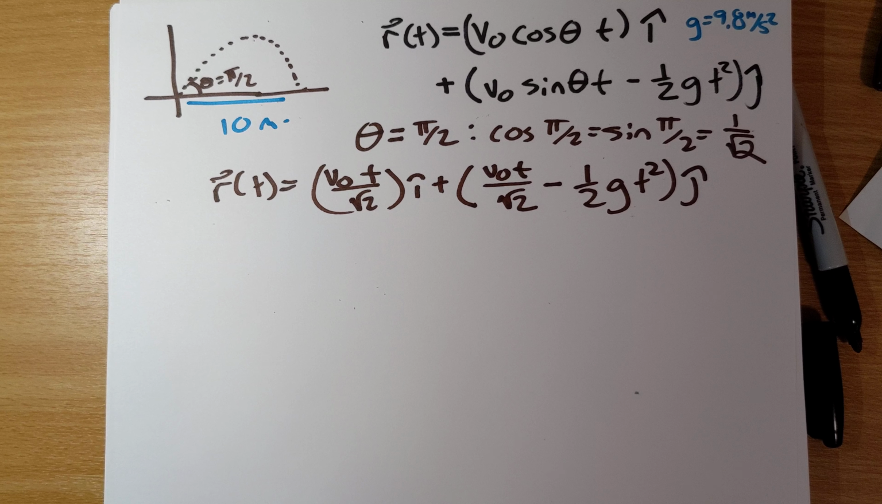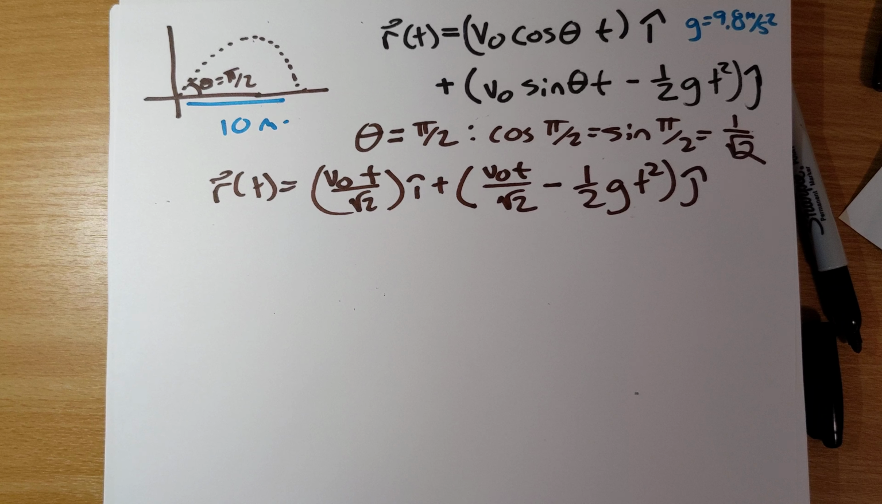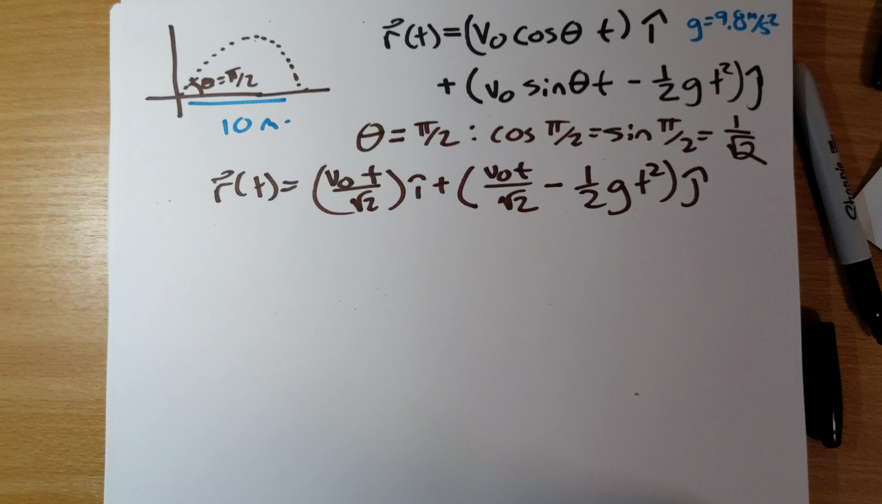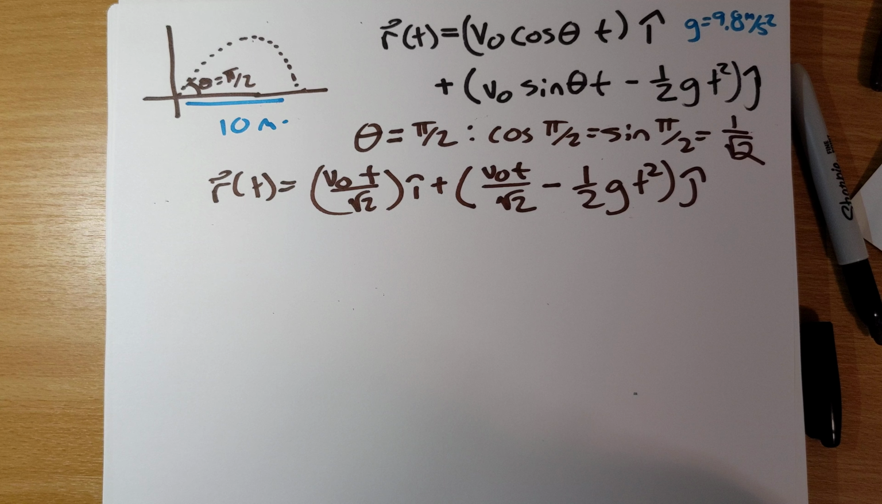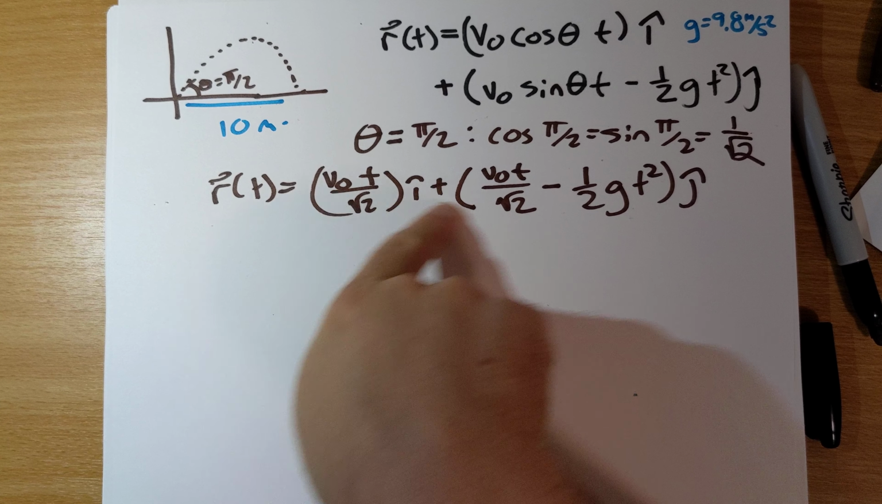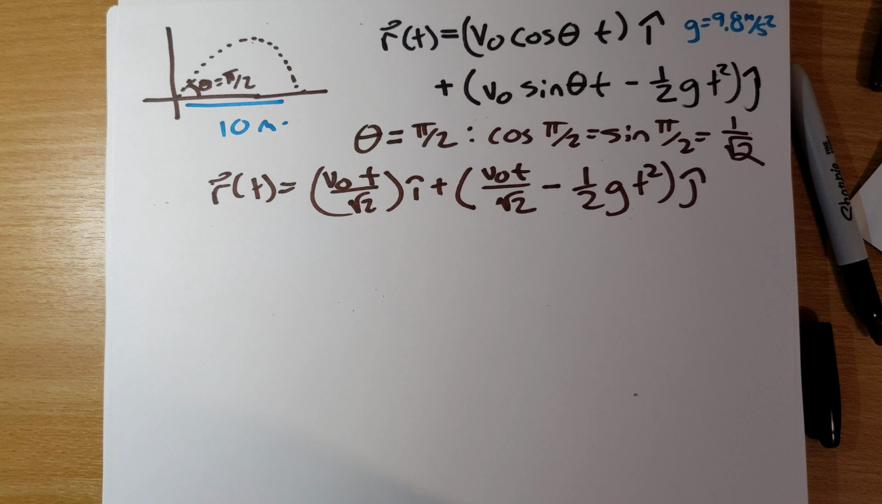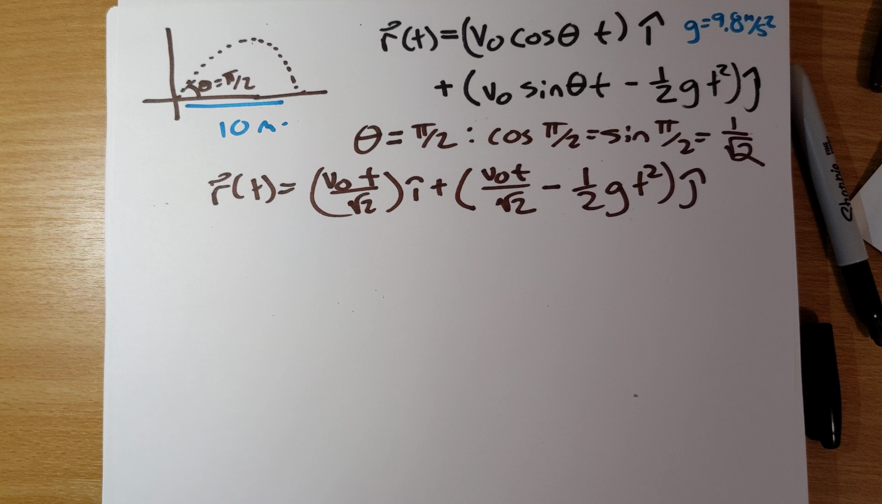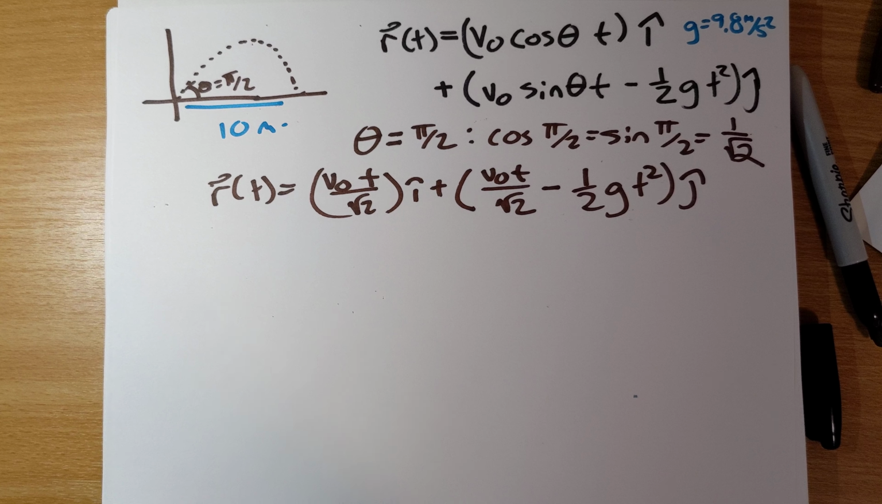The thing that's going on here is that we're given that the range is 10 meters, and we need to figure out what v naught was, the initial speed. You can just quickly look in the textbook or consult your notes to see what the formula is for the range. I'm going to do all of the work to derive the formula for the range here.